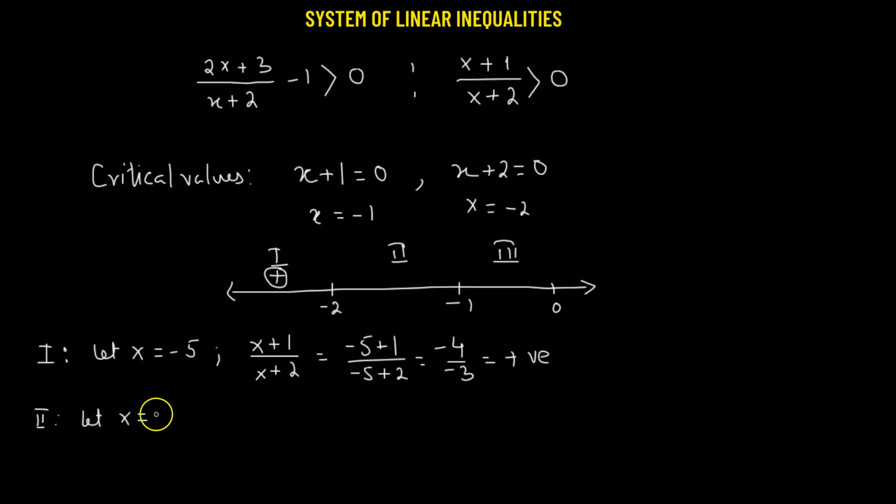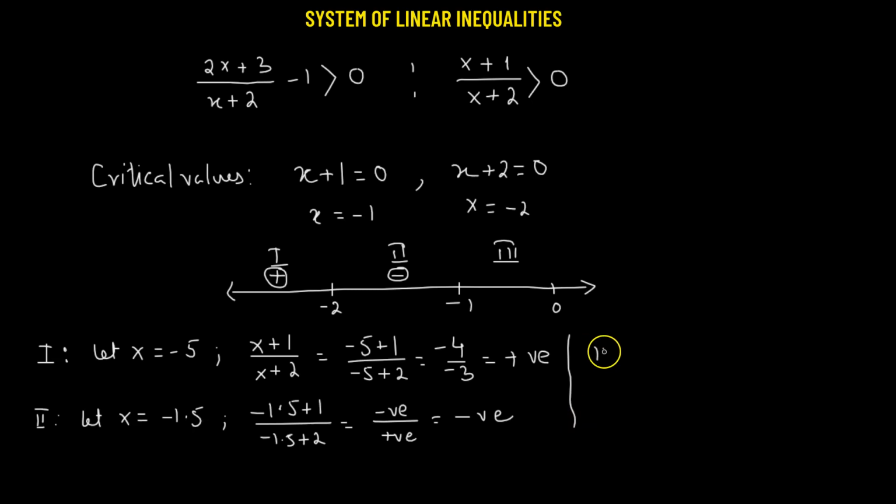Then we will consider another value of x. Now x will be chosen in such a way that it lies between negative 2 and negative 1. So let's say we take negative 1.5. So that means our expression will become negative 1.5 plus 1 divided by negative 1.5 plus 2. The numerator will be negative and the denominator will be positive. So we have a negative number divided by a positive number, which makes it negative. So that means our region 2 will be negative.